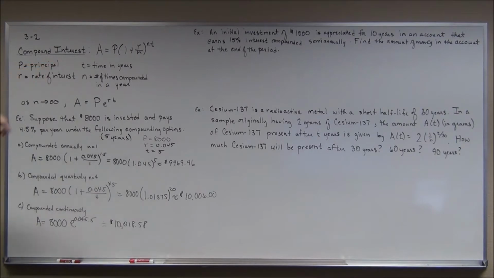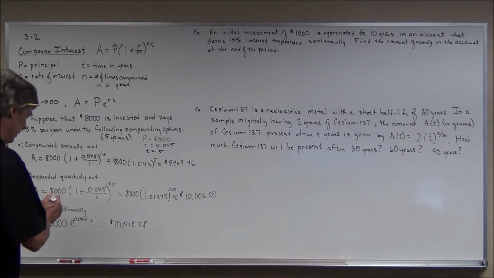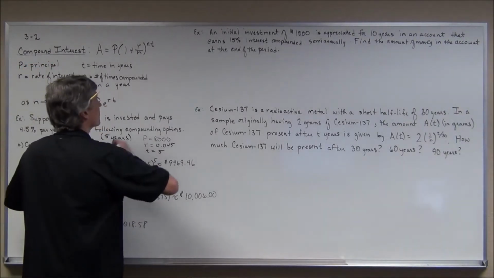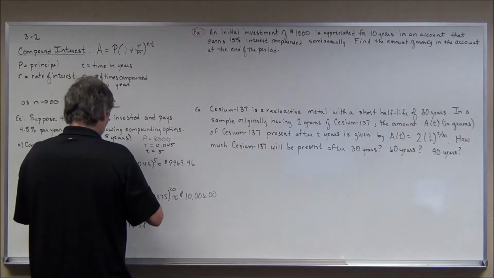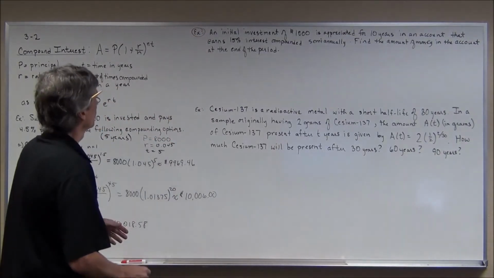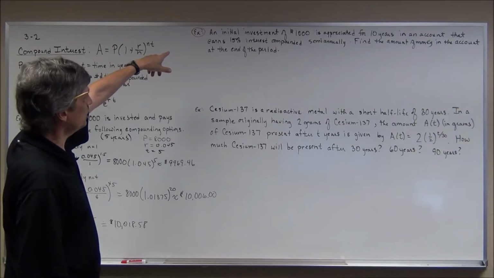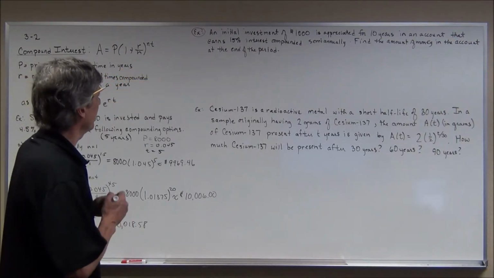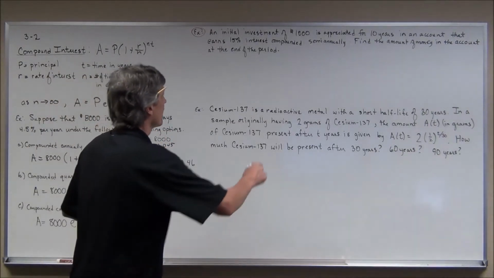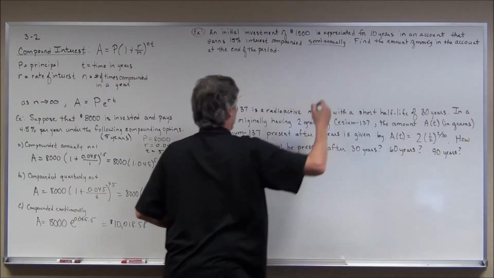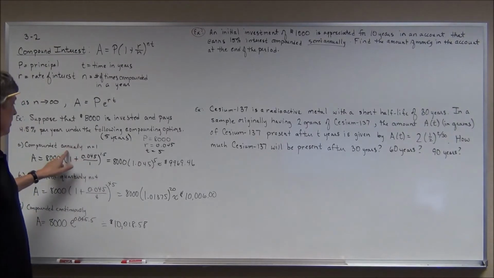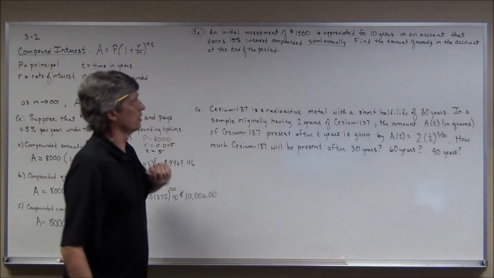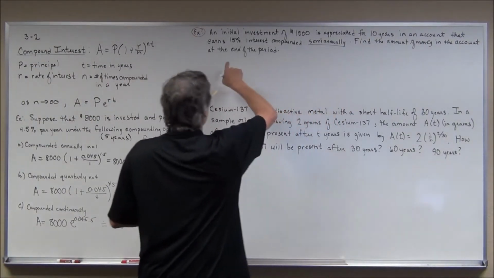Alright, now up to this one, and I've done it, doggone it again. This is one off of the review. I keep forgetting to circle that example. An initial investment of $1,000 is appreciated for 10 years in an account that earns 15% interest, compounded this time semi-annually. Annually is every year, semi-annually is twice a year. Find the amount of money in the account at the end of the period.